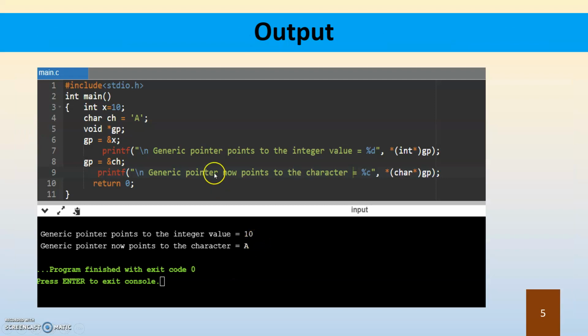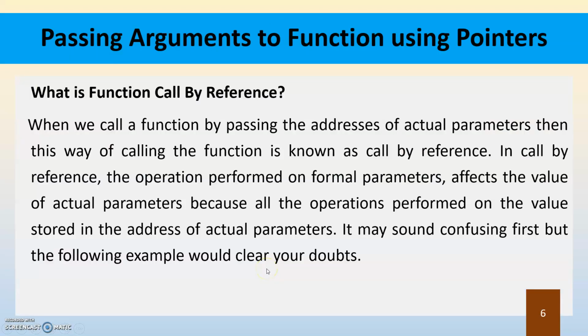Result is 10. And the second printf result is A, because in the first one he locates the address of x, which is an integer type variable. The second is a character variable, the address of which goes to the pointer.